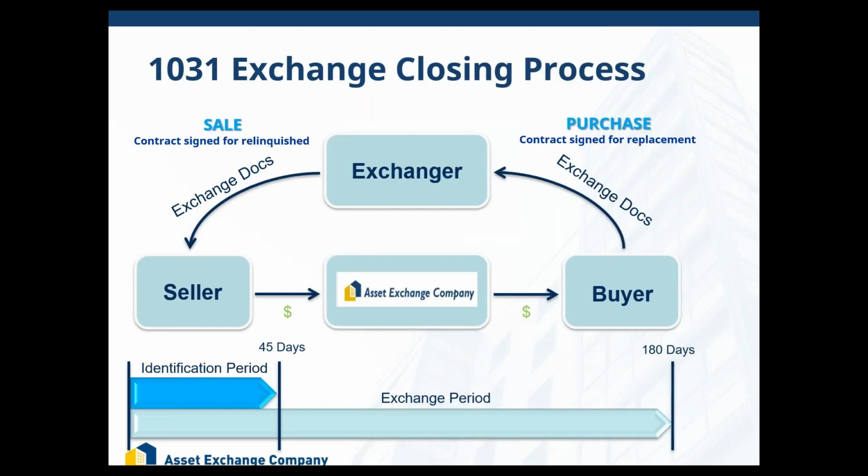Now, how does the whole closing process work when it comes to a 1031 exchange? Well, we don't even get the process started until there's a contract on the property being sold, the relinquished property, right? Because the way the process starts is I would need to get a copy of the contract. I'd also need the contact information for the person that's handling the closing, and obviously the contact information for the sellers, right?